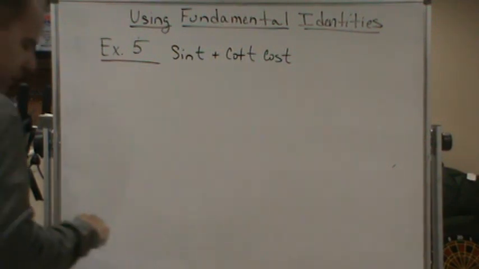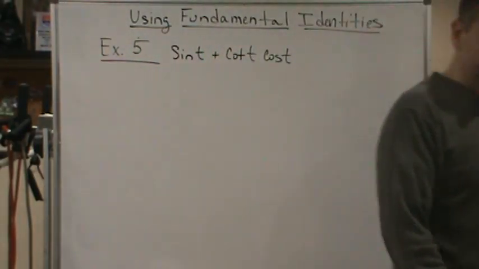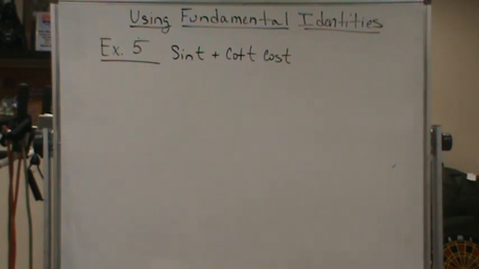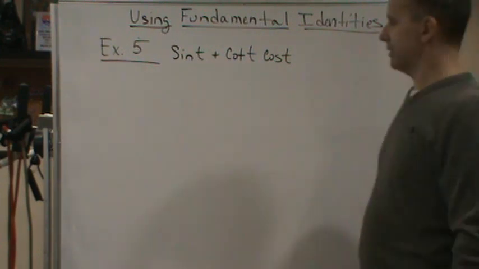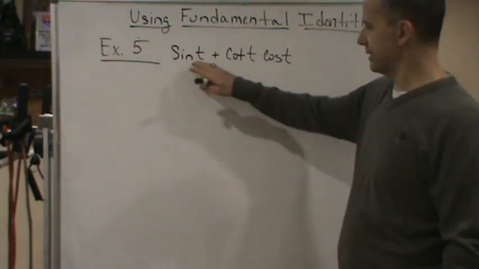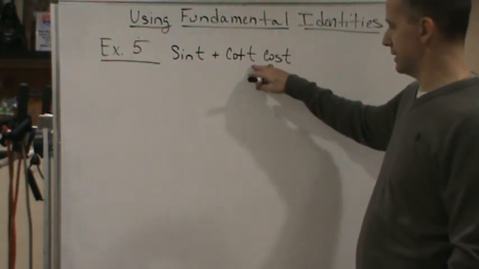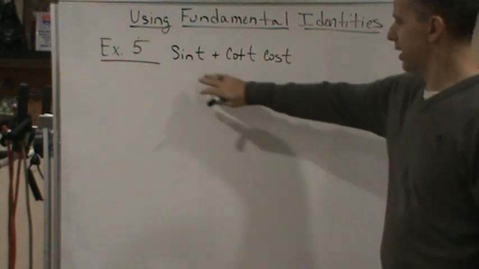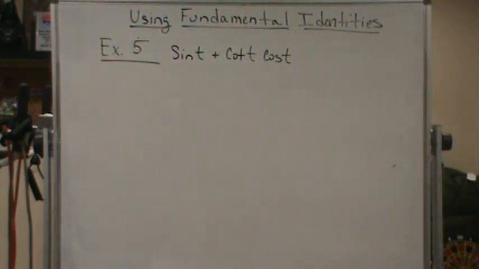All right, now let's do another example of simplification. Notice we've got this expression here: sine t plus cotangent t plus cosine t. So we've got three different expressions here, and we want to simplify this.